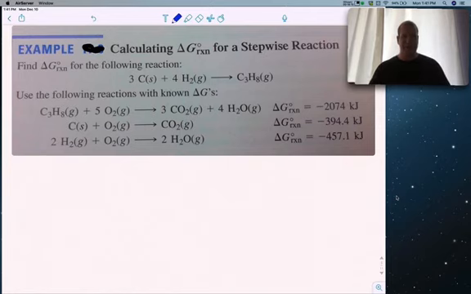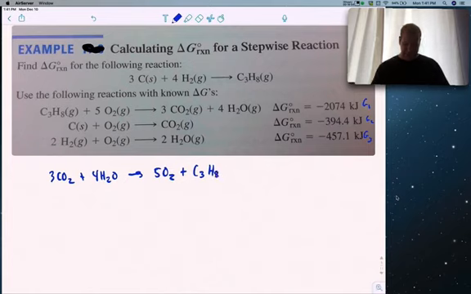What is the Gibbs free energy for this equation? 3 carbons plus 4 hydrogens makes propane, C3H8. First thing I do is write G1, G2, G3 for each of these. Then when I write the equations, I need to decide if I need to flip them or keep them the way they are. In the first equation, we have C3H8 as a product, so I need to switch it to the other side. So I have 3CO2 plus 4H2O goes to 5O2 plus C3H8, and this is minus G1, because I flipped it.